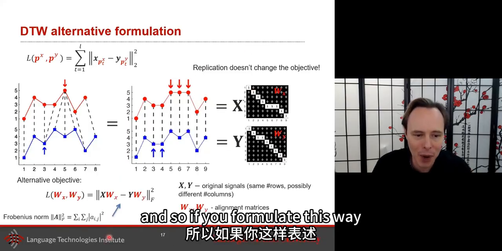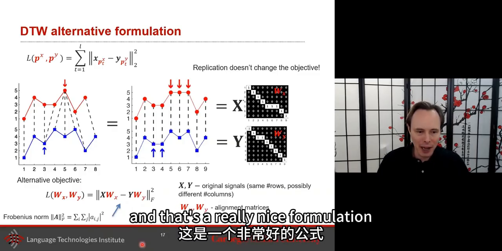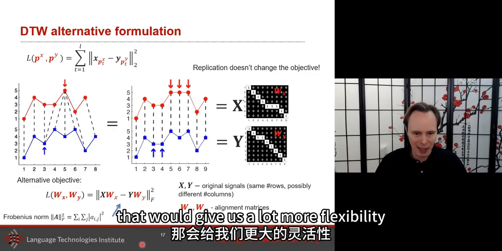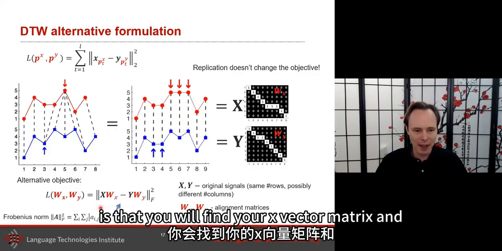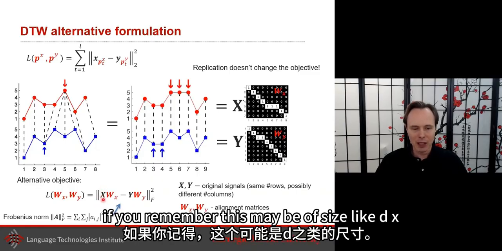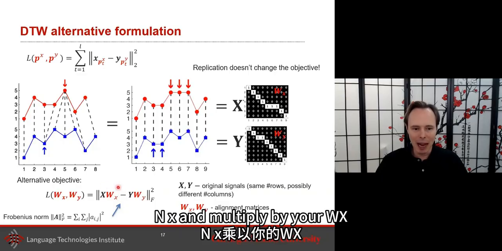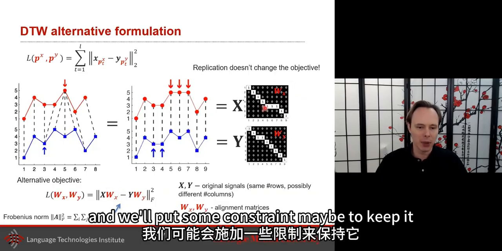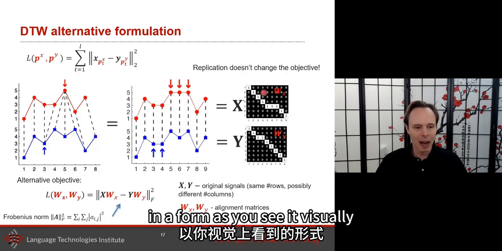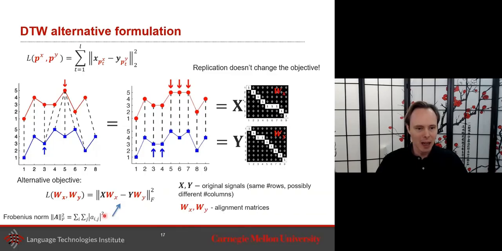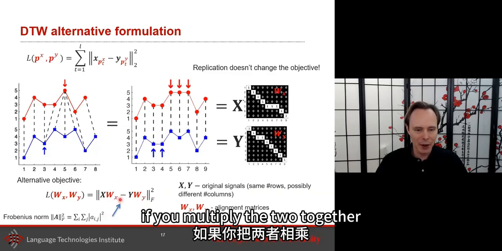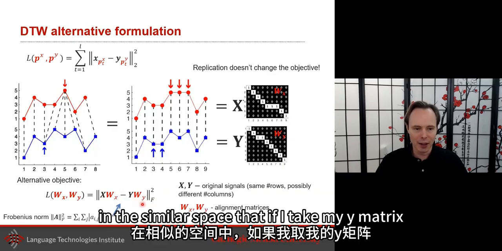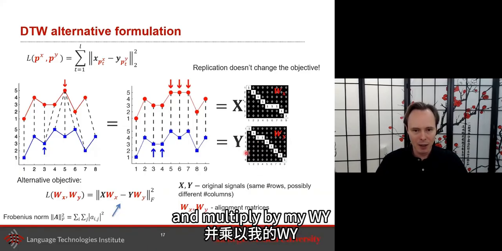If you formulate it this way, and that's a really nice formulation that will give us a lot more flexibility, you will find your X vector matrix. If you remember, this may be of size D times NX, multiplied by your WX, and we'll put some constraint maybe to keep it in a form as you see it visually. If you multiply the two together, I get into a similar space as when I take my Y matrix and multiply by my WY.